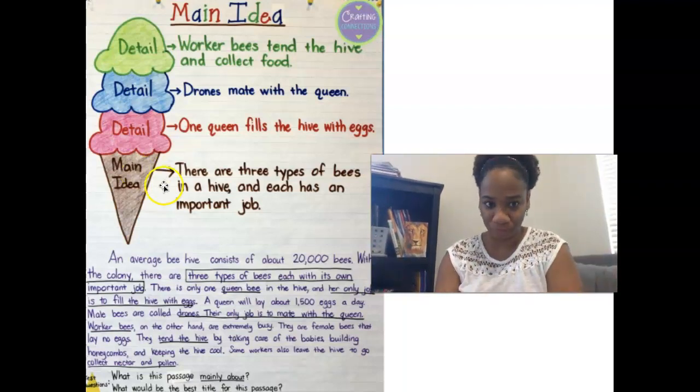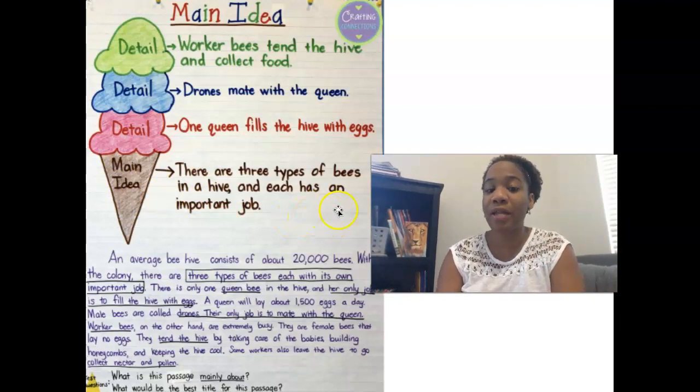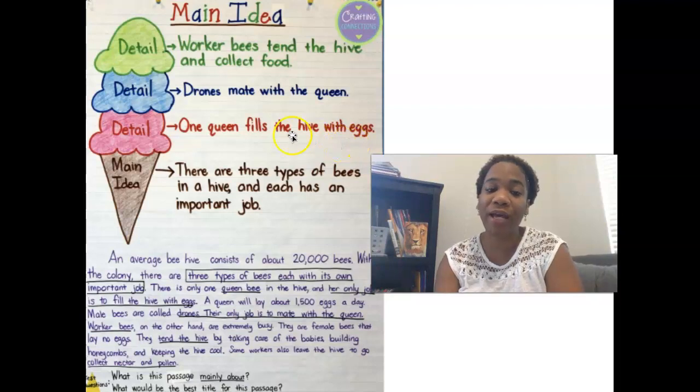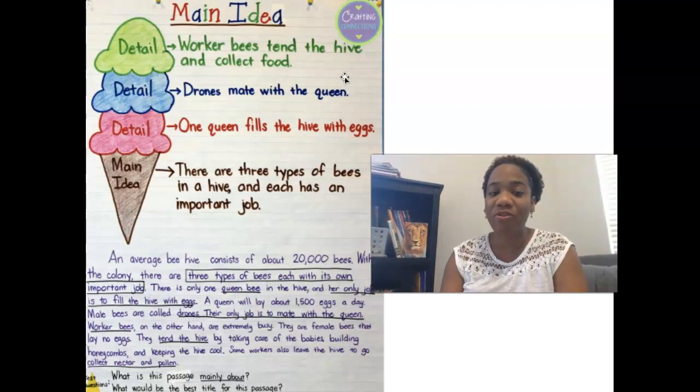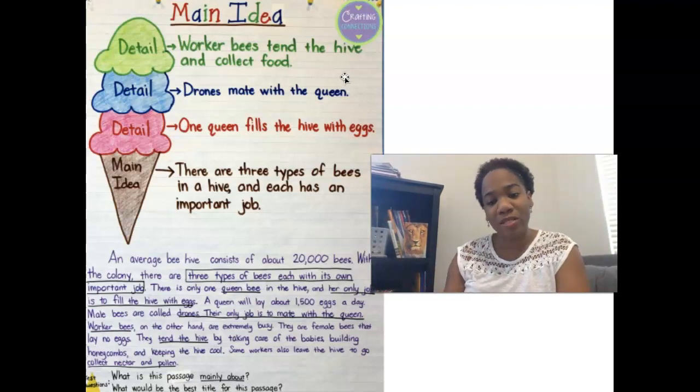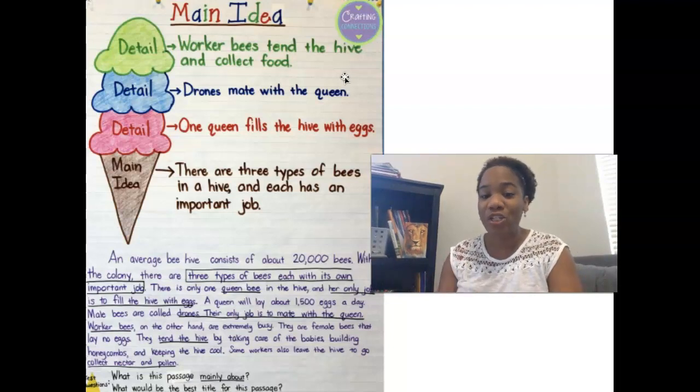So in this example, we see the main idea. There are 3 types of bees in a hive, and each one has an important job. Now, the author did not say this in the story. They didn't say that each of them have an important job. But the supporting details that were given, like one queen fills the hive with eggs, drones mate with the queen, worker bees tend the hive and collect food, those supporting details help you to know that the main idea of this particular paragraph is that, yes, there are 3 types of bees in the hive, but the main idea is that each of them have an important job, right?